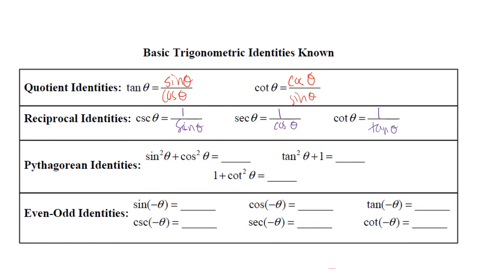Next, we have our Pythagorean identities. With our Pythagorean identities, we have sine squared theta plus cosine squared theta equals 1. And then we have tan squared theta plus 1 equals secant squared theta. And then we have 1 plus cotangent squared theta equals cosecant squared theta.